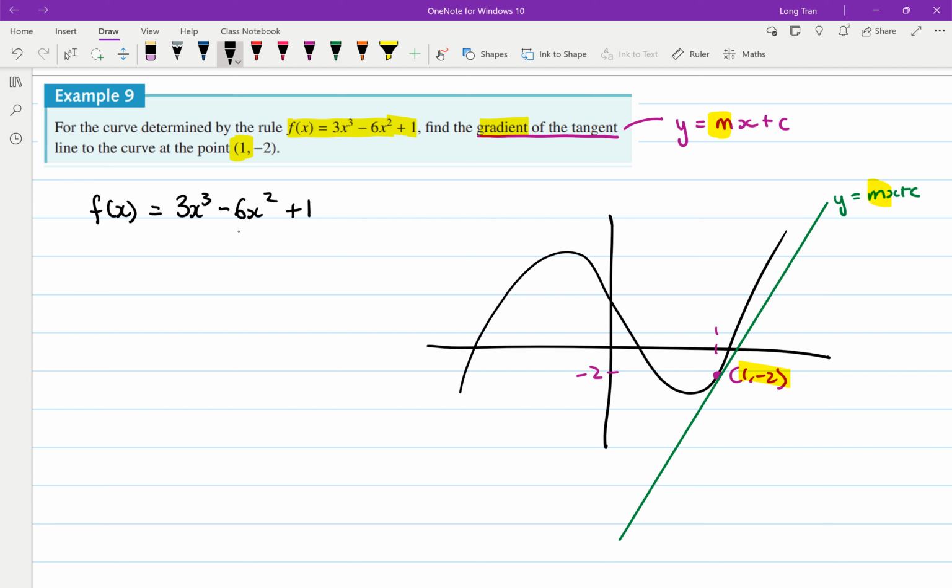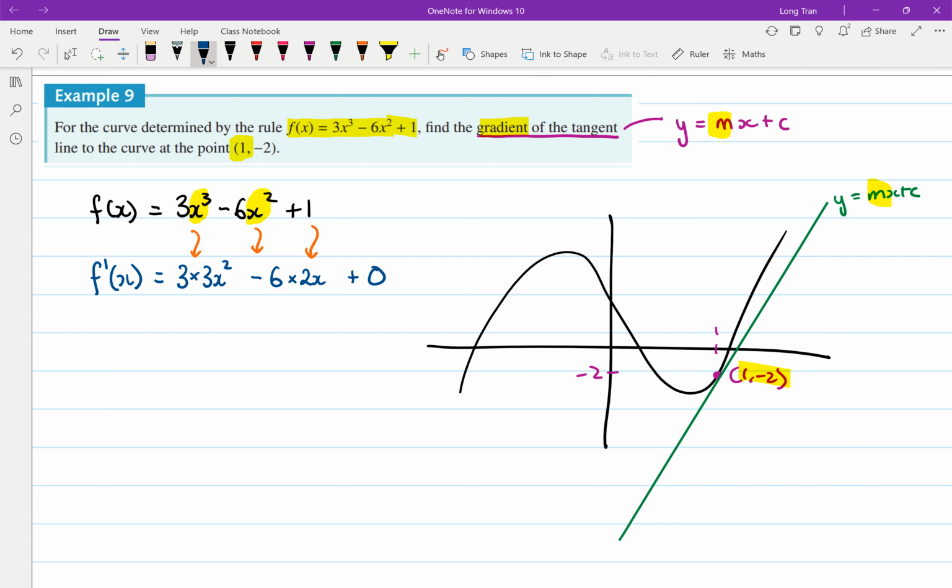So I need to find the derivative equation first. I can use first principles, but in this case, I can see it's a power rule because that's x cubed, this is x squared, and that's 1. So I know I can differentiate them, and using the power rule, I can differentiate each term. And here we go. The 3 doesn't get affected, but the x cubed, when you differentiate it, becomes 3x squared. Minus, again, the 6 doesn't change, but I'm differentiating the x squared, which is 2x. And then we know that the derivative of 1 is going to be 0.